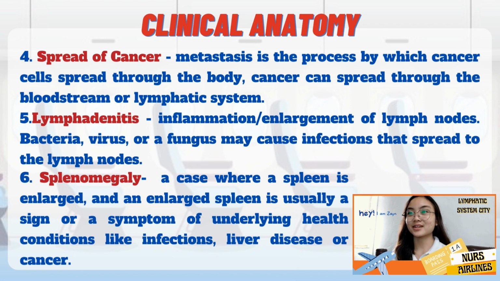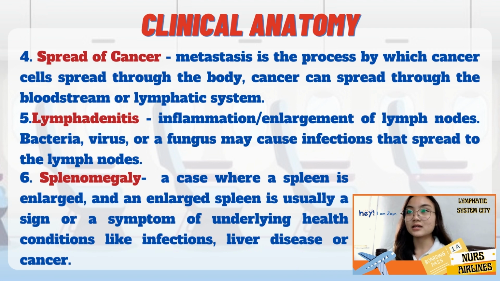What happens is that cancer uses the bloodstream or lymphatic system to travel to different parts of the body to form and spread tumors. Fifth, lymphadenitis is a case when lymph nodes become infected, caused by an infection through bacteria or viruses within one or more lymph nodes. Rarely, lymph nodes can enlarge due to cancer.